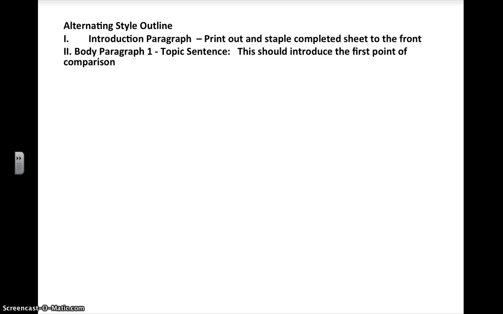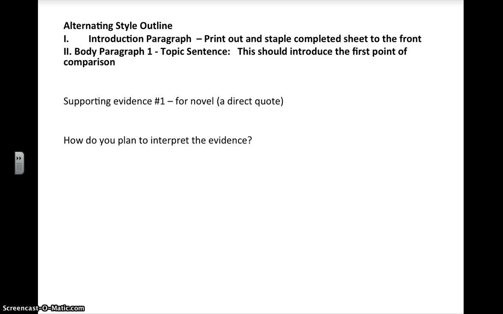The body paragraph 1 we'll always start with a topic sentence. Remember that topic sentence is going to introduce the first point of comparison and the first dystopian idea. It's basically going to tell us what you're going to prove in just this paragraph. And then, of course, you'll have supporting evidence from the text, a direct quote, and then how to interpret the evidence, explain it to us, CEI. You've made the claim with your topic sentence, evidence, and now interpretation.